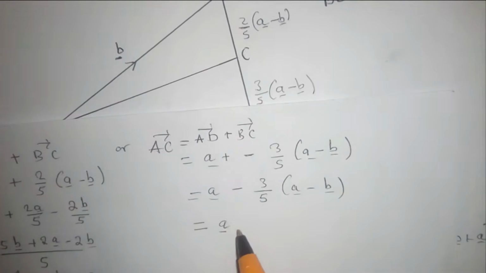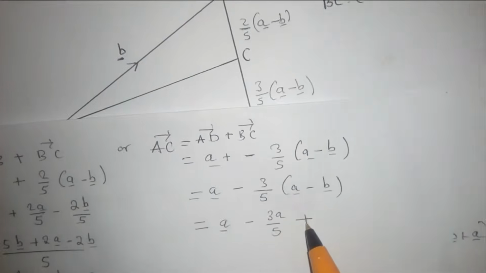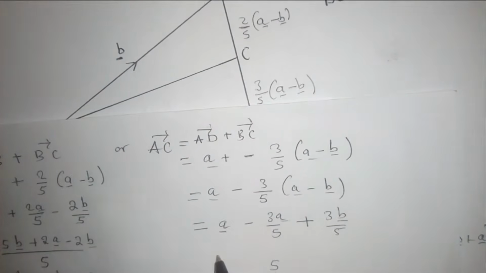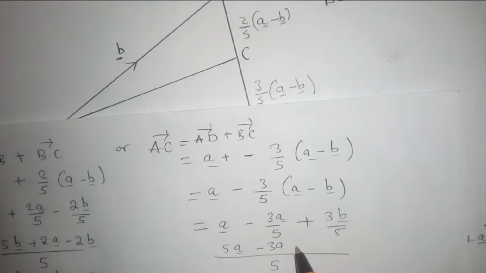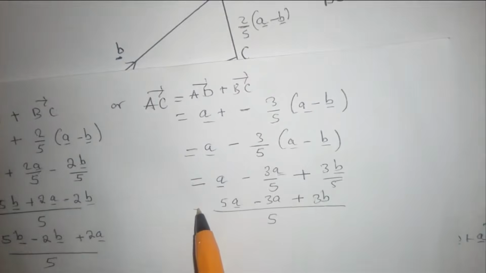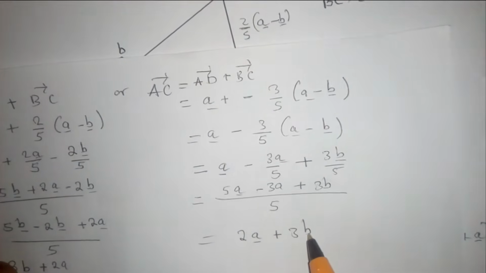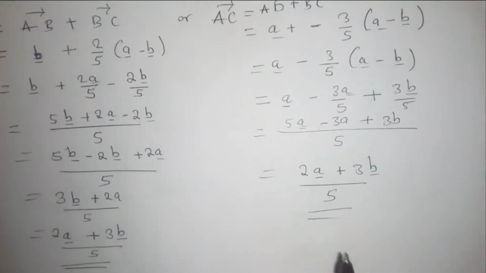And then here we have something like this. When we distribute, here it will be positive 3b over 5. This will be positive. So we find the common denominator, which is 5. Here it will be 5a minus 3a plus 3b, okay? So when we clean it up nicely, we have 2a plus 3b over 5. So you see, this and this are just the same.